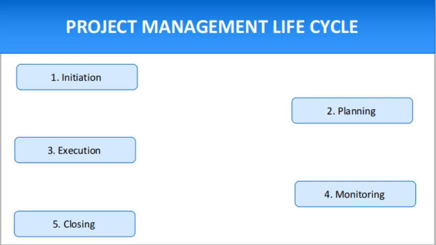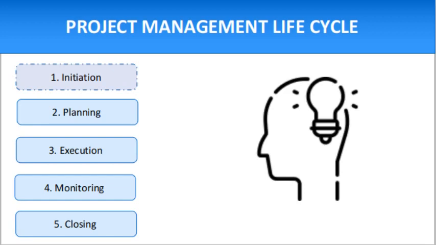The PMI, Project Management Institute, has defined 5 process groups or phases which come together to form the project life cycle, which are project initiation, planning, execution, monitoring and controlling, and project closure. So now one by one we shall discuss in detail. First phase is the initiation.